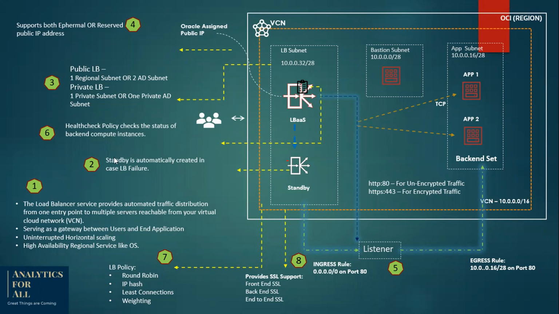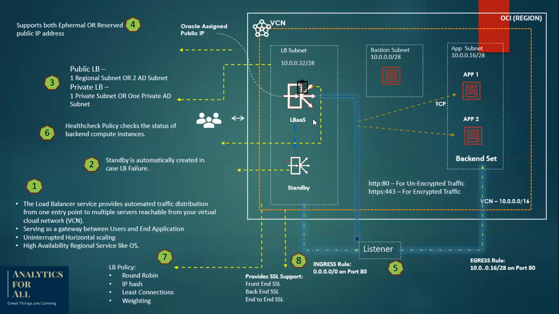So if you see in this diagram, I have incoming traffic coming to my load balancer, and it is distributing that traffic to the backend set of compute instances, that is app1 and app2. Now, whenever you create a load balancer, you have an option to configure it in a public subnet or a private subnet. If you create it in a public subnet, Oracle automatically assigns a floating public IP to your load balancer. Now, another thing to note here is whenever you configure a load balancer, a standby instance is automatically created.